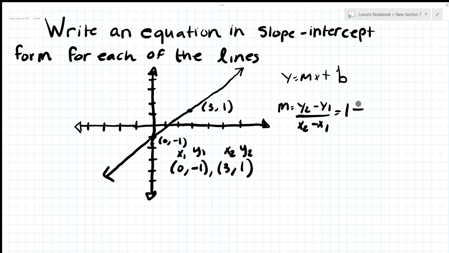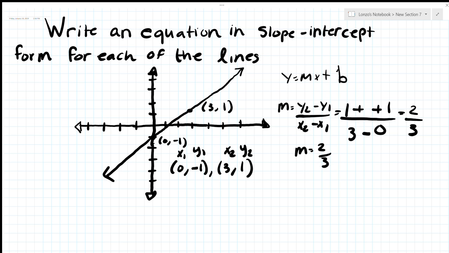x1 minus, what is my y1? A minus -1, so it's 2 negatives. What is my x2? 3 minus, what is my x1? 0. So this becomes 2 negatives, becomes a positive, so the numerator is 2 over 3. So we know our slope. Okay, m is 2/3. Now we don't know our b or y-intercept, so how do we do that?